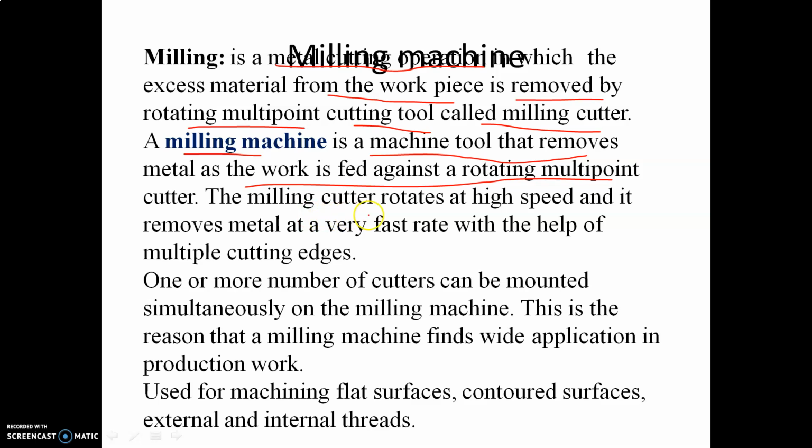The milling cutter rotates at high speed and removes the metal at a very fast rate with the help of multiple cutting edges. For comparison of lathe and milling, milling removes material very fast because it consists of multi-point cutting edges. One or more cutters can be mounted simultaneously on the milling machine. This is the reason that milling machine finds wide application in production work. It is used for machining flat surfaces, contoured surfaces, external surfaces and internal surfaces.